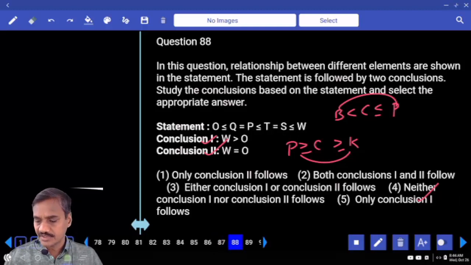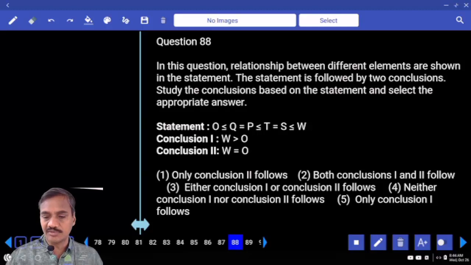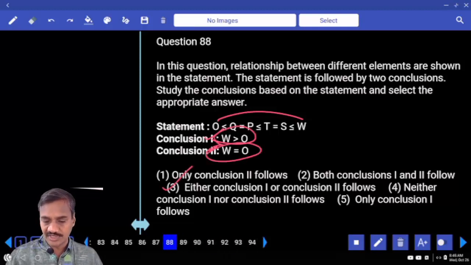Then 88. Now in this 88, the relation between W and O. Now between O and W, O lesser than or equal to W means W is either greater than or equal. Either 1 or 2, choice 3, question number 88.